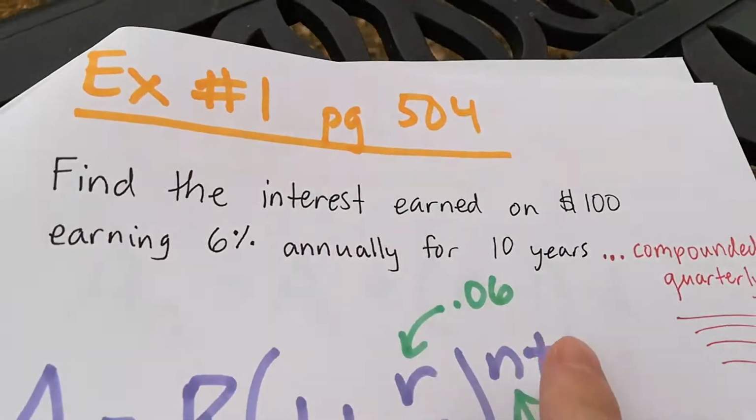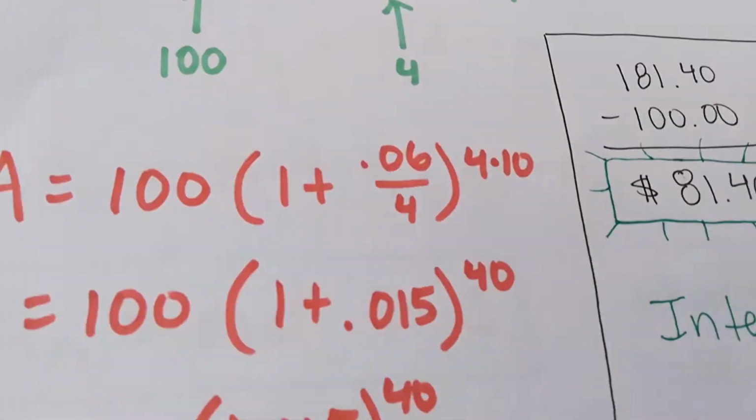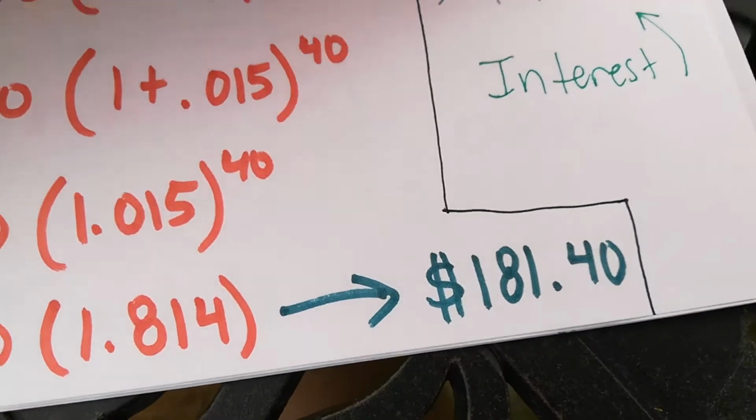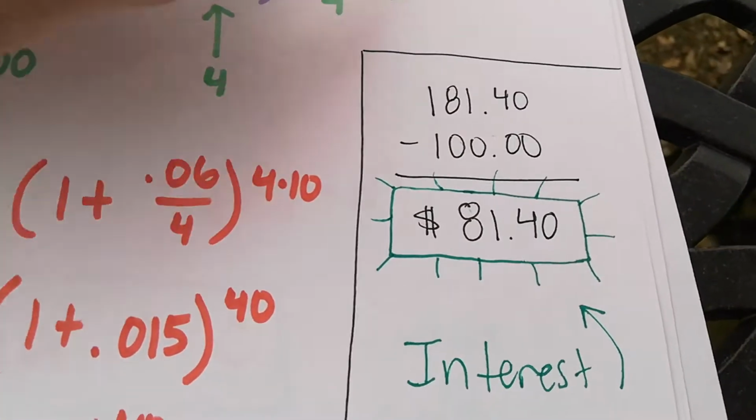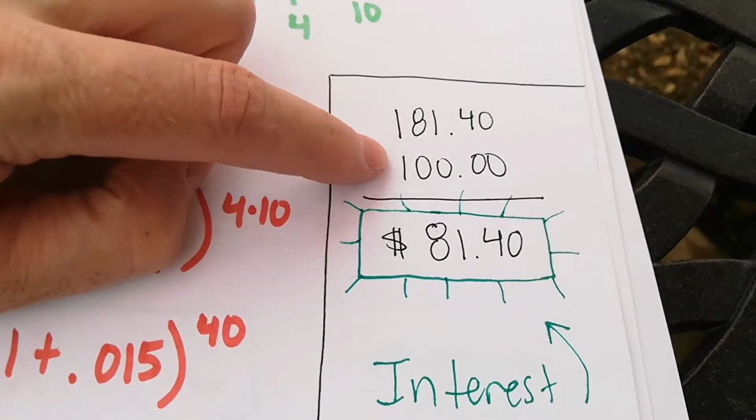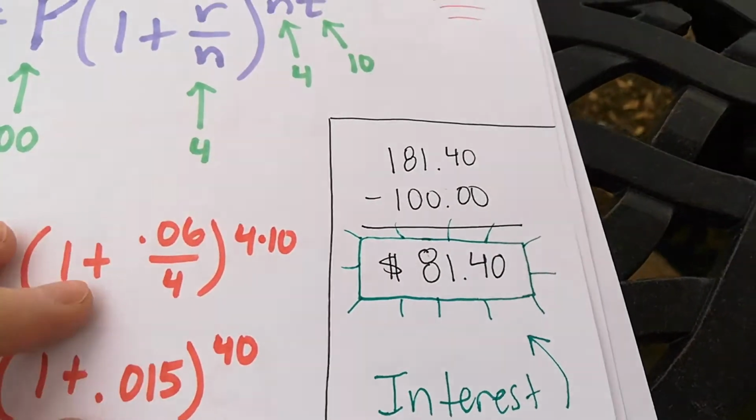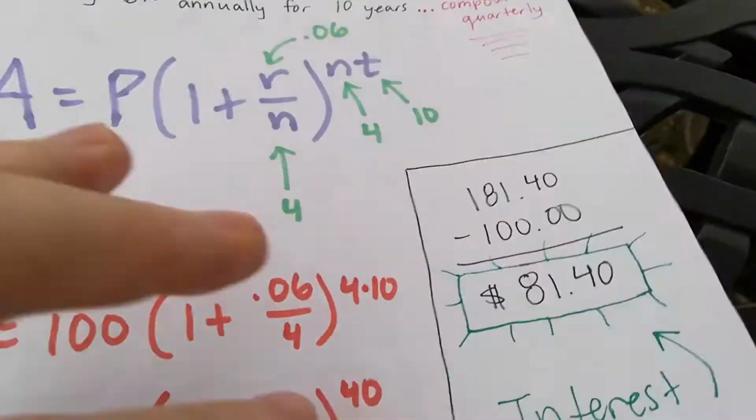Well, that's how much money you'd have in your account. You see, you started with putting in 100. Now you have 181, right? So the question is, what's the interest? Well, you ended up with 181 and you started with 100. That's $81.40 in interest. Boom! Let's keep going.